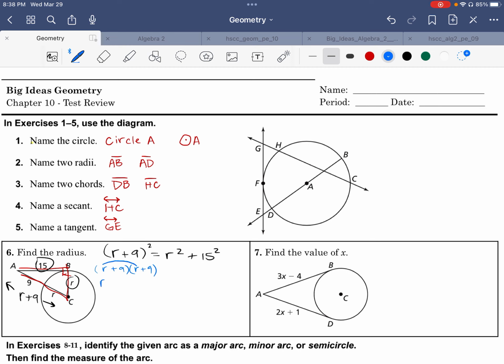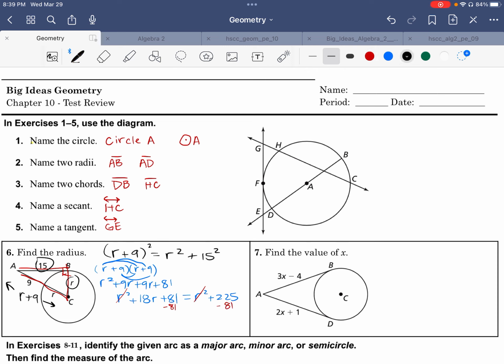R times r is r squared. R times 9 is 9r. 9 times r is 9r. And 9 times 9, that's just 81. So this gives us r squared plus 18r plus 81 is equal, and on the right side of the equation, we get r squared plus 225. Noticing that we have r squares on both sides of the equation, we just cancel them out, subtract them from each other, and now we solve this problem like a linear equation. So we take away the 81 from both sides.